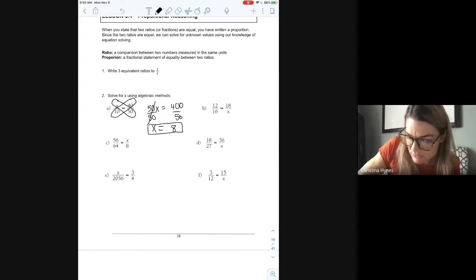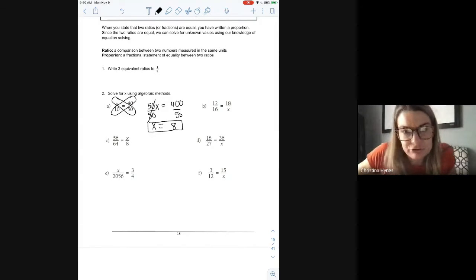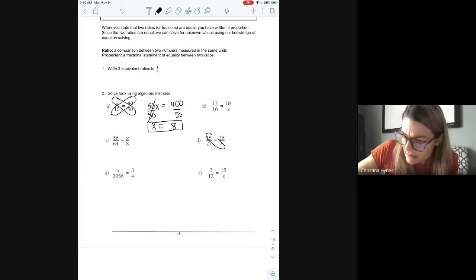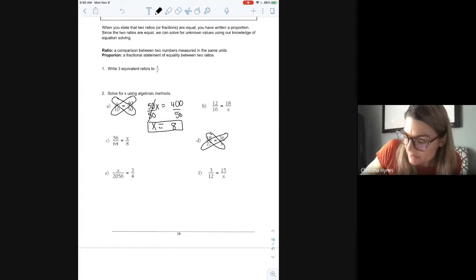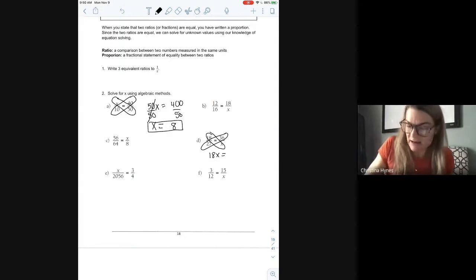So that's pretty much what we're doing. Okay, I'll do another example just to show you, and then we'll go on. All I'm doing is multiplying these two numbers and these two numbers together, so you created an x. It's called cross multiplying. So 18 multiplied by x is 18x. Then in your calculator, you're going 27 times 36. I get, in my calculator, 972.